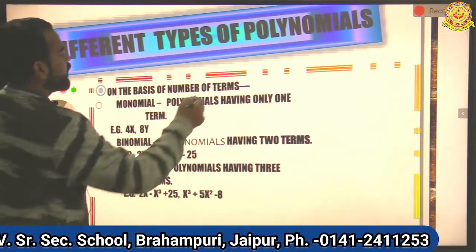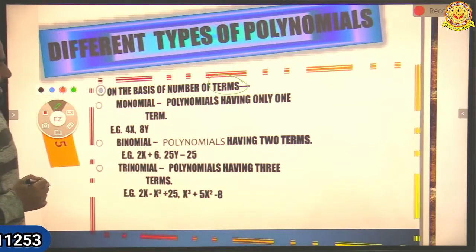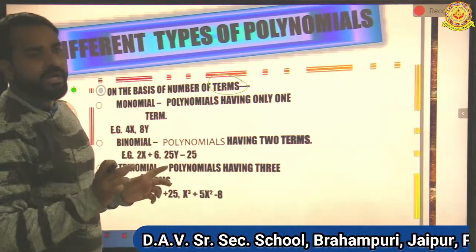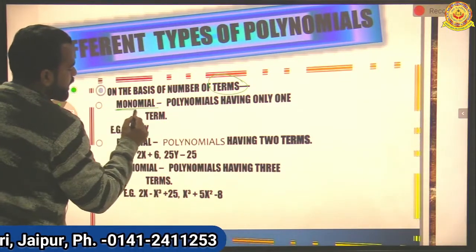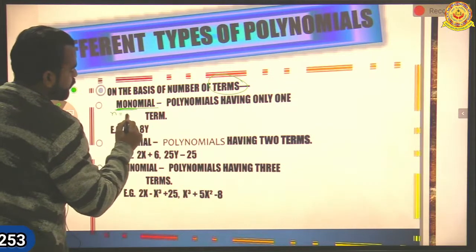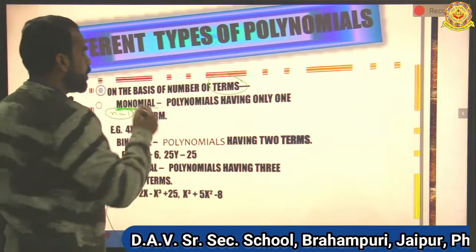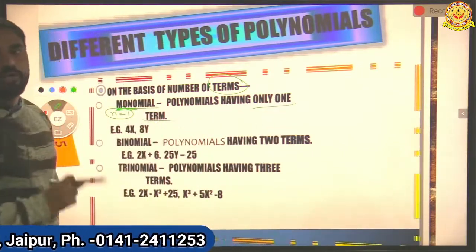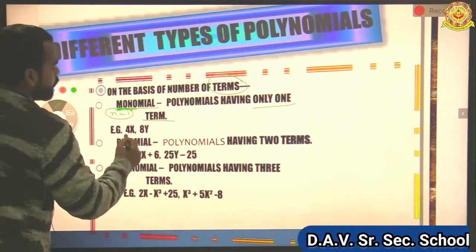Look, it is a classification based on their terms, right? We all know that terms are algebraic combinations separated by plus and minus signs. So here first is monomial. The word mono means that when the number of terms is 1, we call it a monomial. A polynomial having only one term is called a monomial, right? Let's take an example, 4x.